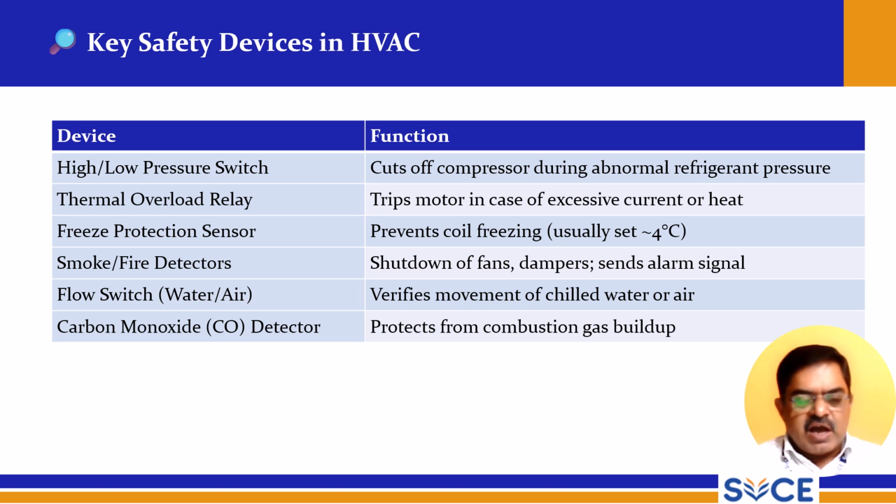The first one is the high low pressure switch. It cuts off the compressor when there is abnormal refrigerant pressure. The thermal overload relay trips the motor in case of excessive current or heat. The freeze protection sensor prevents coil freezing, usually set at approximately 4 degrees Celsius. Smoke fire detectors shut down fans or dampers, that is, they sense and send an alarm signal. Flow switch, which can be water or air, verifies movement of chilled water or air. Carbon monoxide detector protects from combustion gas buildup.